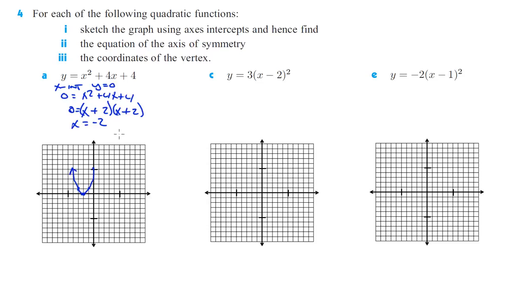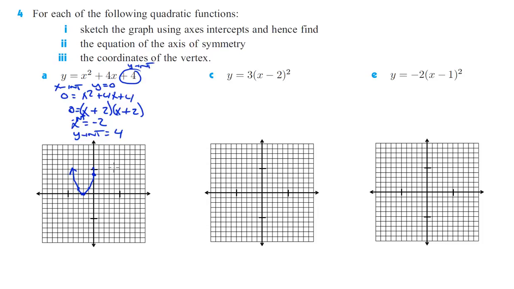But we need to actually find what that y-intercept is. And here, that's going to be your y-intercept, because that's when the x is equal to 0, right? So 0 squared plus 4 times 0, those are both zeros, and so we're just left with plus 4. So the y-intercept is at 4. Okay, so there's that one. So we've got x-intercept, y-intercept, and this is the x-intercept, right? So we've got those using the axes intercepts.